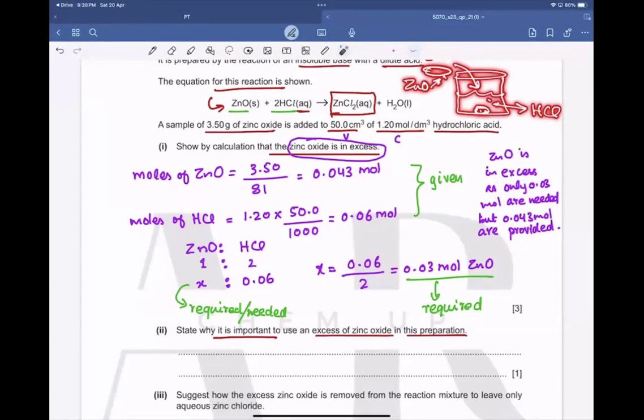That's why some of the zinc oxide is left behind. So at the end, we are getting only zinc chloride and water. So we can easily separate zinc chloride from the water.